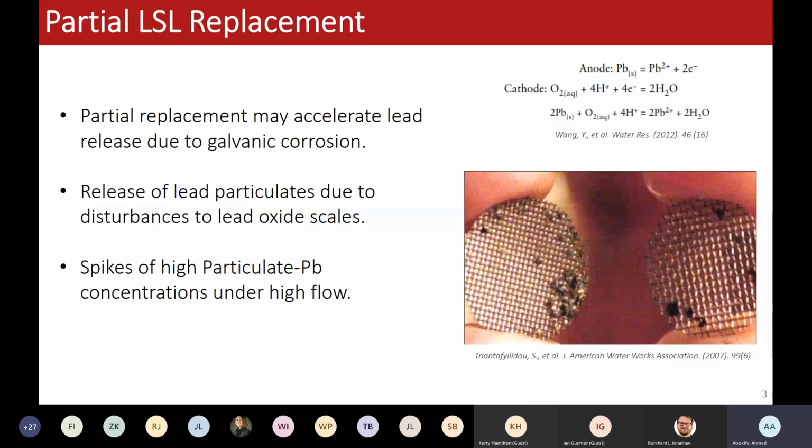corrosion. Another important issue with lead service line replacement is that the disturbance that happens to the service line when the utility replaces its part results in destabilizing the lead oxide scales on the pipe, and that results in the release, or the mobilization, of particulate lead species, especially under high flow events. And there's been a lot of work that showed that this release of particulate lead persists for a few months after the partial replacement of the service line.